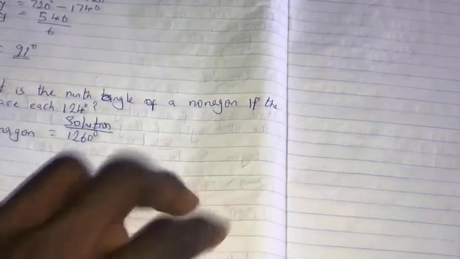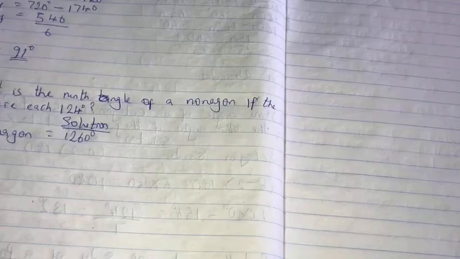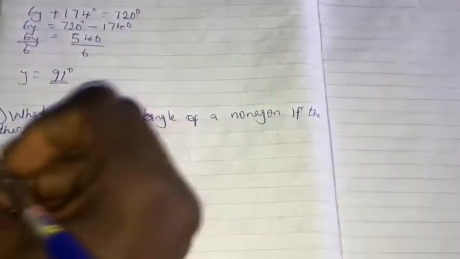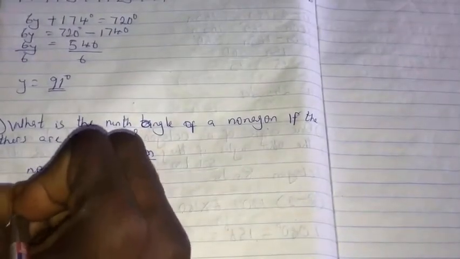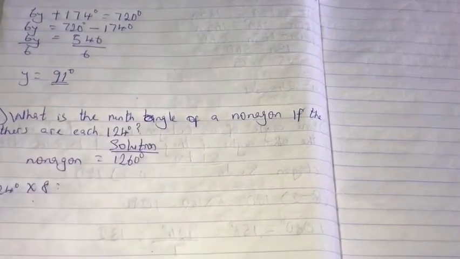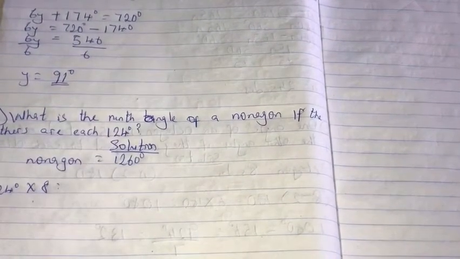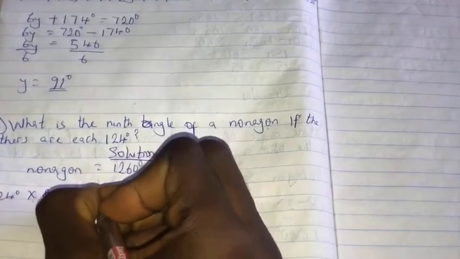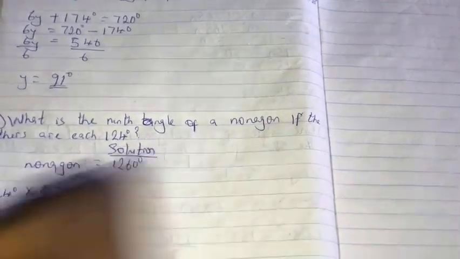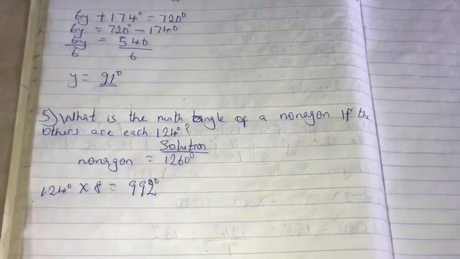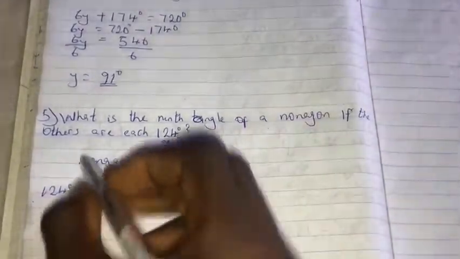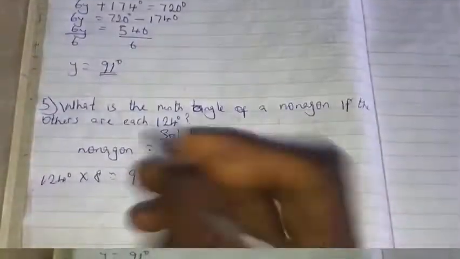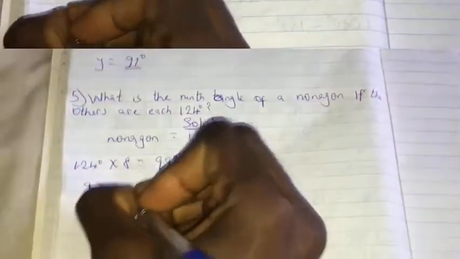So we are told the ninth angle, if others, that means the remaining 8, are 124. So 124 degrees times 8 should give us 992 degrees. So this equals 992 degrees, then we are told to look for the ninth one. So it's plus the ninth one.